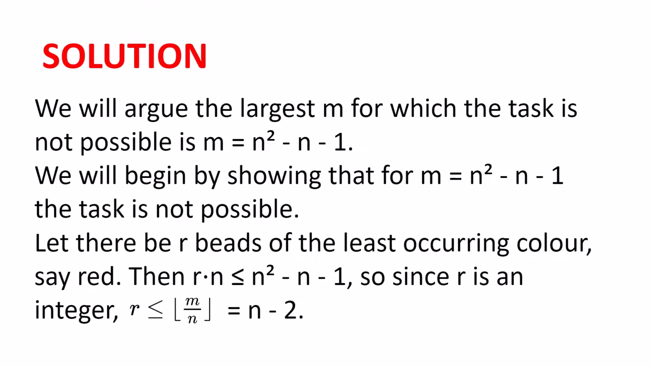Solution. We will argue the largest m for which the task is not possible is m equal to n squared minus n minus 1. We will begin by showing that for m equal to n squared minus n minus 1, the task is not possible. Let there be r red beads of the least occurring colour, say red. Then r times n is less than or equal to n squared minus n minus 1, and because r is an integer, r is less than or equal to the floor of m divided by n, which is equal to the floor of n minus 1 minus 1 over n, which is equal to n minus 2.